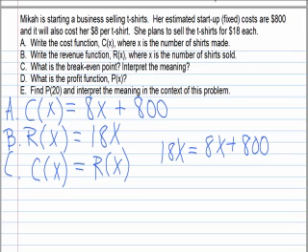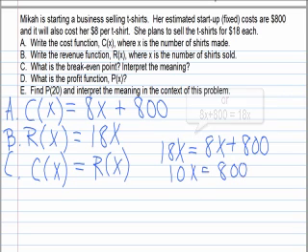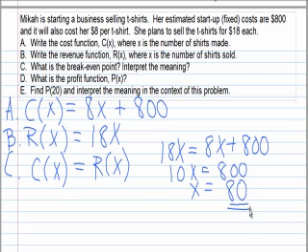Take that revenue function, set it equal to that cost function, or that cost equal to the revenue. Which side you put it on doesn't really matter. Subtract 8x from both sides. 10x is 800. Divide both sides by 10. Her break-even point is 80 shirts. Micah's got to make and sell 80 shirts to not even lose any money.